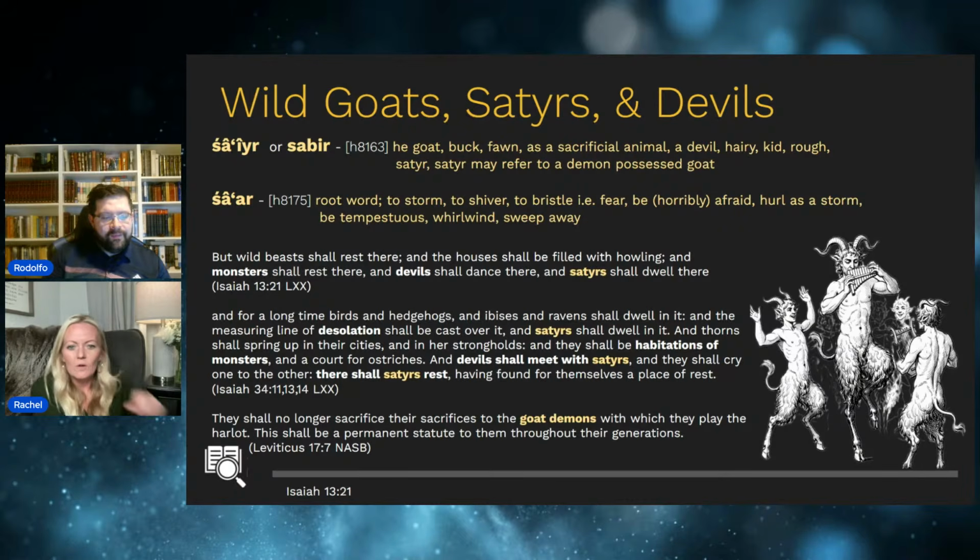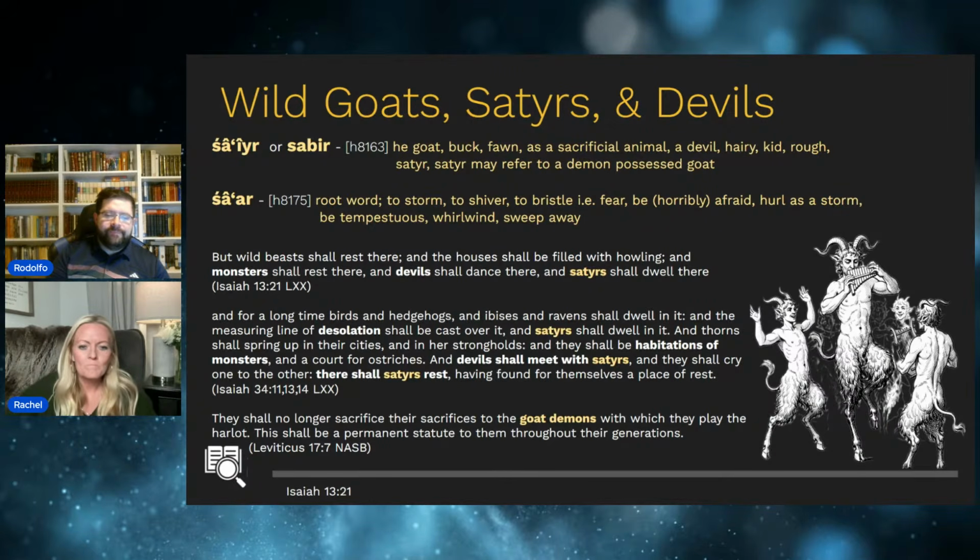Okay. So they're called satyrs here too. "Satyrs dwell in it, and thorns shall spring up in their cities and her strongholds, and they shall be habitations of monsters, and a court for ostriches, and devils shall meet with satyrs, and they shall cry one to another. There shall satyrs rest, having found for themselves a place of rest." And earlier in this chapter 13, we talked about how the sheep don't lay down there, but these other animals lay down. And to lay down represents that idea of finding rest.